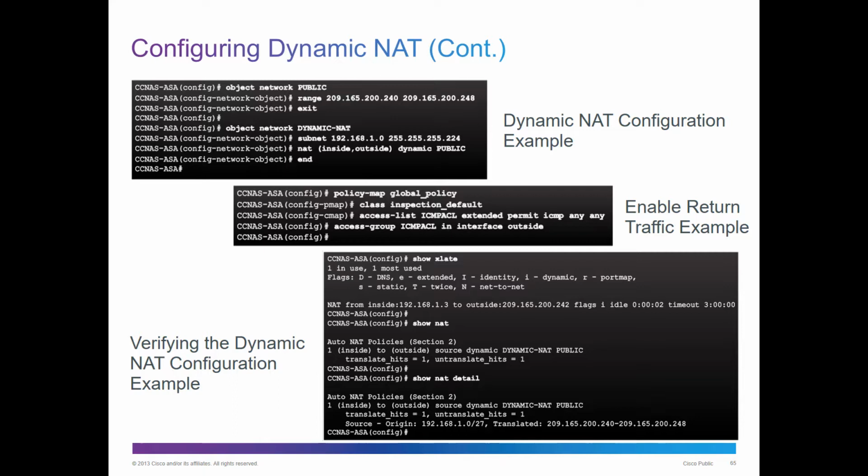We'd have to do a policy map for our global policy, setting up our class and inspection, setting up the access lists, and then applying the access group to an interface and which direction. Here, access group ICMP ACL in interface outside, that would be applying to the outside interface.